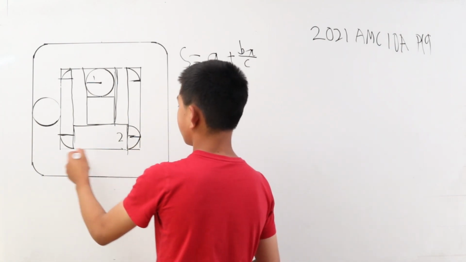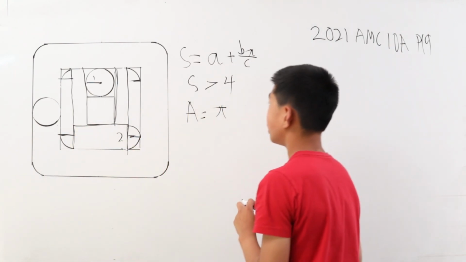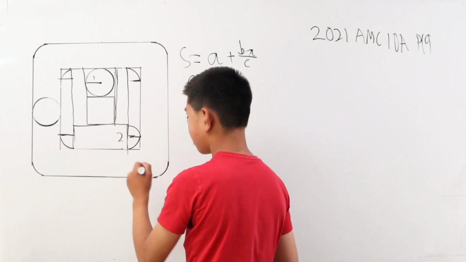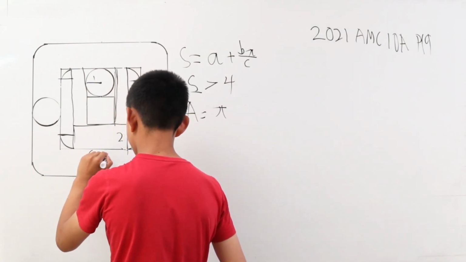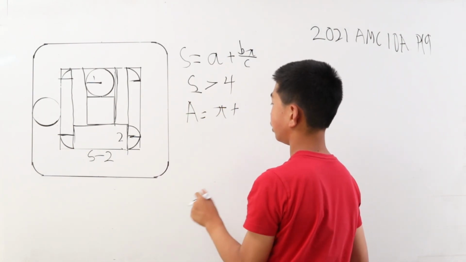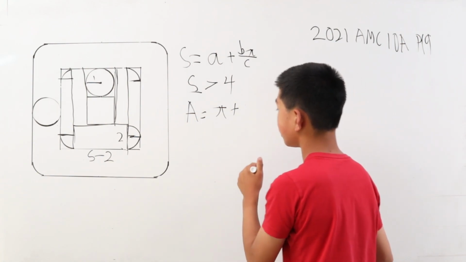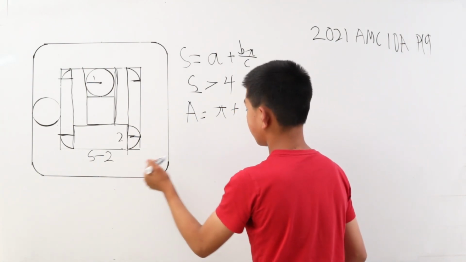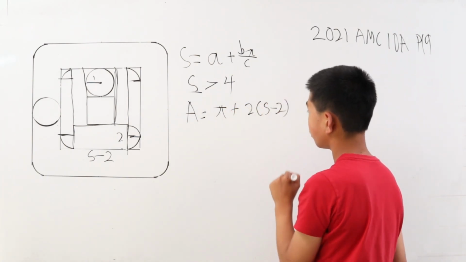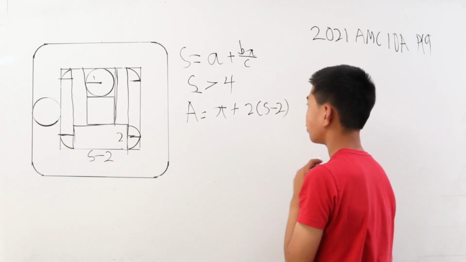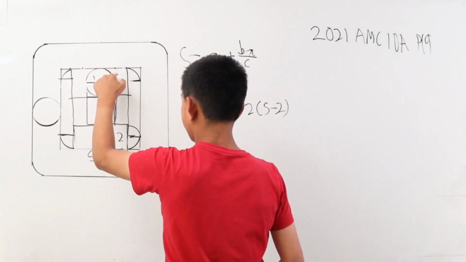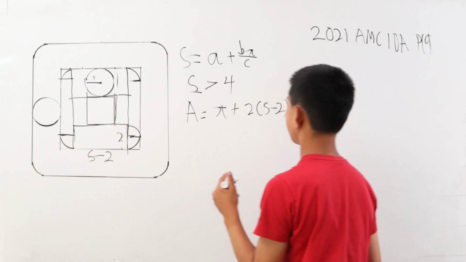Now, this length is a bit more confusing, but the side length is S. These radii are 1, this is 1 and this is 1. Therefore, this is S minus 2, because you're subtracting these 2. So this is pi plus those 2. This is going to be 2 times (S minus 2). There's another one here, so we have to multiply by 2 again.